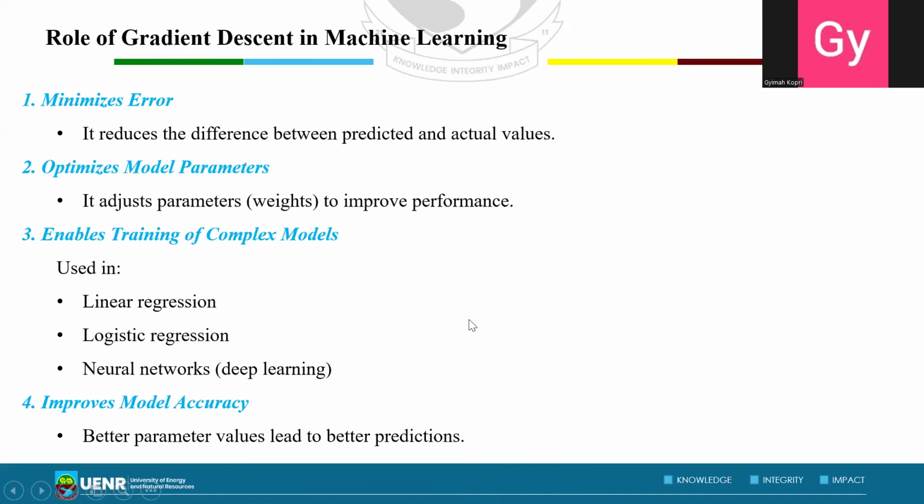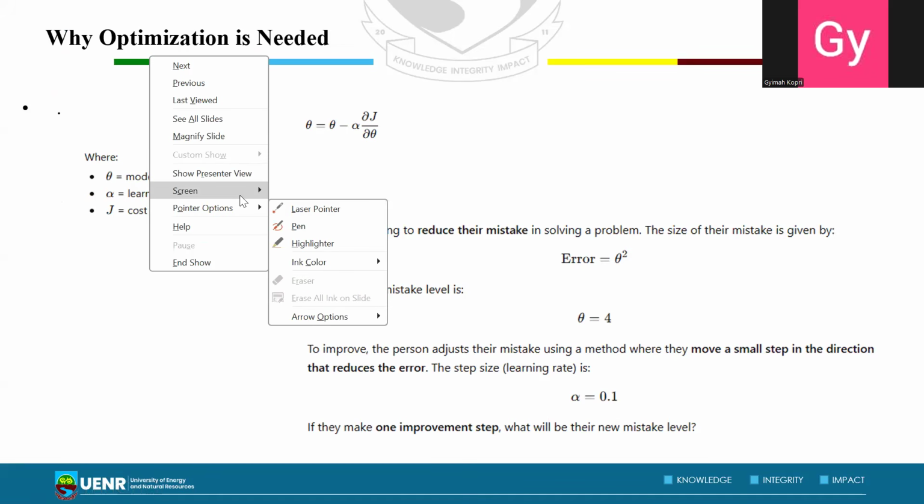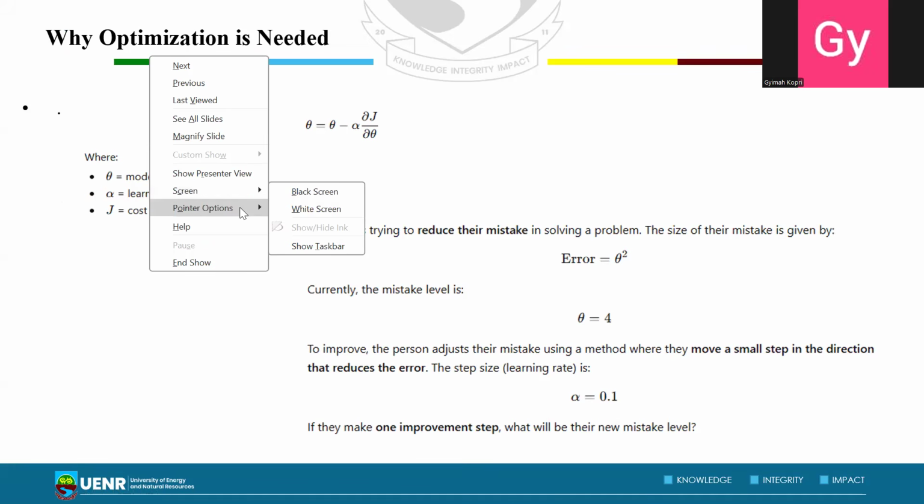Okay, so we are still on this page. We see that whenever we want to try to find the best level of error, we use gradient descent or optimization. So let's see.